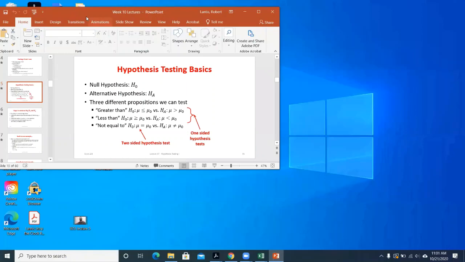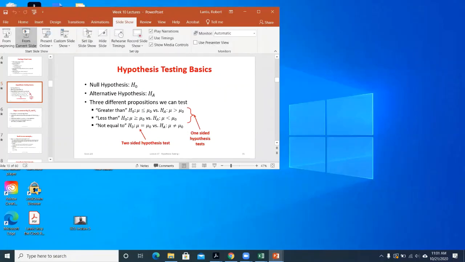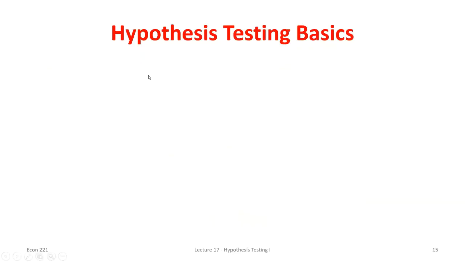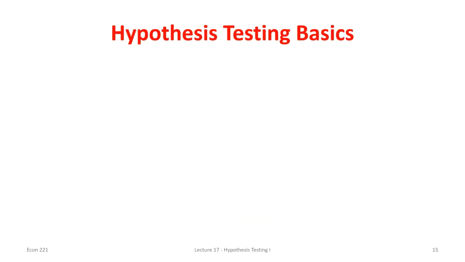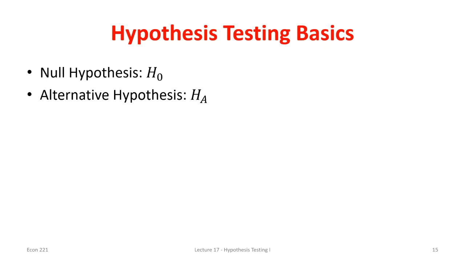We left off last class using that court case analogy, just a different way of thinking about null and alternative hypotheses, right? What we're going to be doing now, not a court case example, is trying to test for where that true population mean is, okay? So we have our null and our alternative hypothesis.